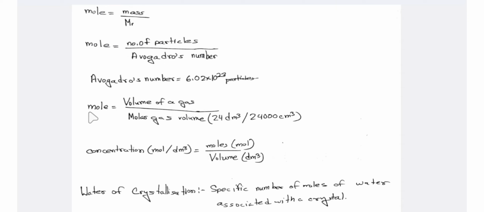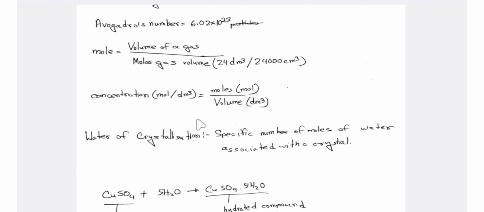Similarly, number of moles is equal to volume of a gas divided by molar gas volume, which is 24 dm³ or 24,000 cm³. And what is the volume of a gas? Volume of a gas is equal to number of moles times molar gas volume.